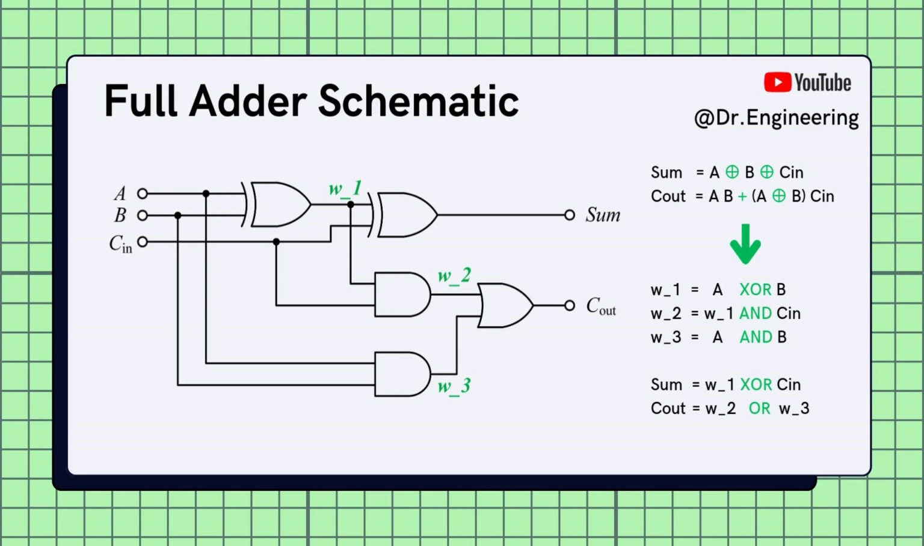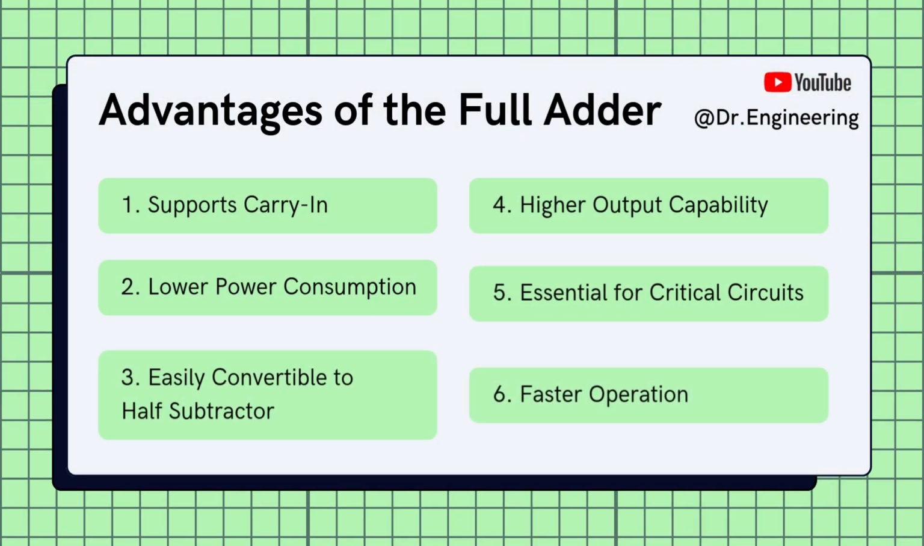In summary, we've taken the full adder formula, split it into logical parts, and built it with simple logic gates: XORs, ANDs, and ORs. This not only makes the circuit easier to implement but also easier to test and troubleshoot in the simulation phase. Now, let's talk about the key advantages of the full adder over the half adder. The full adder offers some crucial improvements that make it an essential part of digital circuit design. Here are the main points.